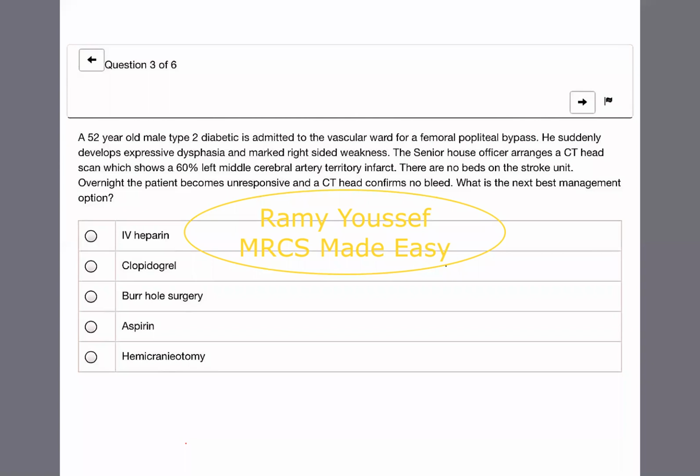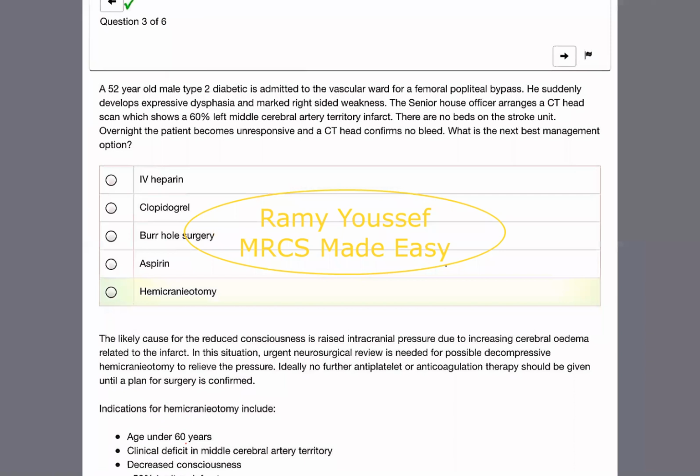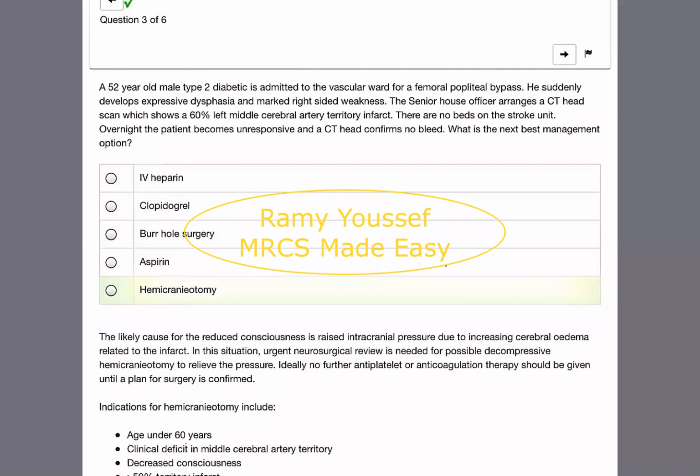Mainly for IV heparin. Okay, let's see exactly as said: hemicraniotomy. Yes, because of the CT. There is no bleeding, but the patient is unresponsive. So the patient has an increased intracranial pressure due to cerebral edema. So the patient will go for hemicraniotomy. Burr hole, we do it for localized collection, without investigation, without CT. But with the CT, hemicraniotomy.